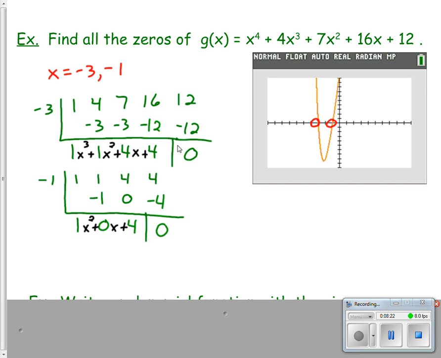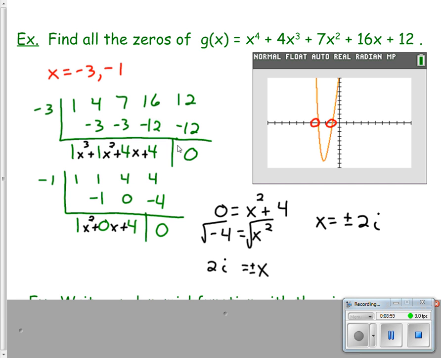So right now, I have 0 equals x squared plus 4. To find my remaining 2, I'm going to subtract 4 from both sides. Could also use the quadratic formula depending on what your answer looks like. Take the square root of both sides. And I'm going to get x equals plus or minus 2i. The square root of -4 is 2i. So I'm going to get x equals plus or minus 2i.